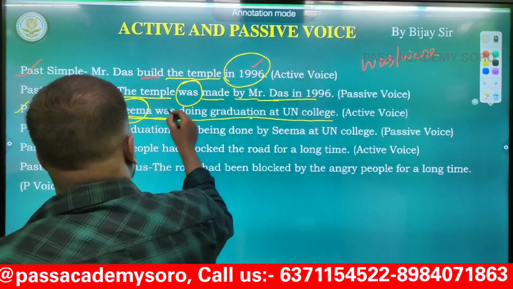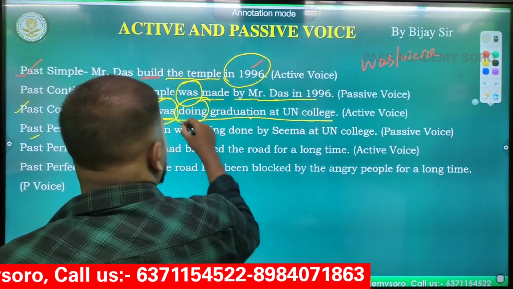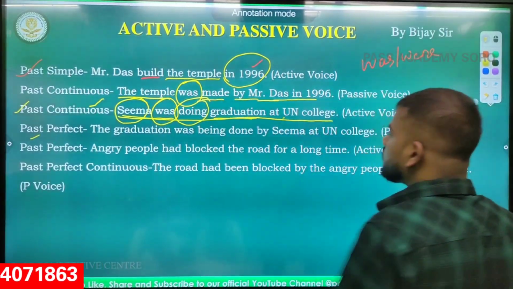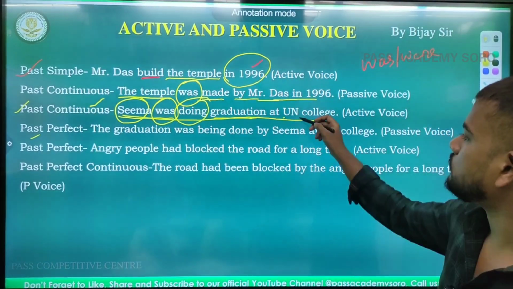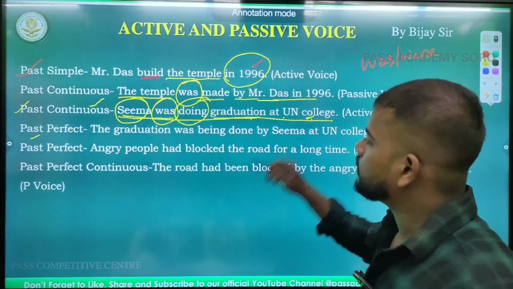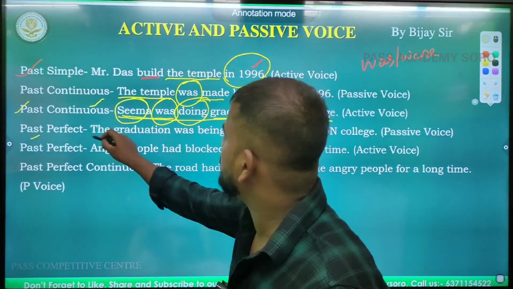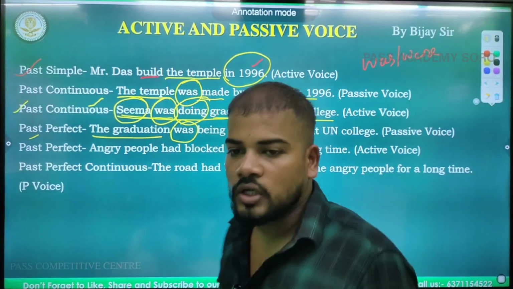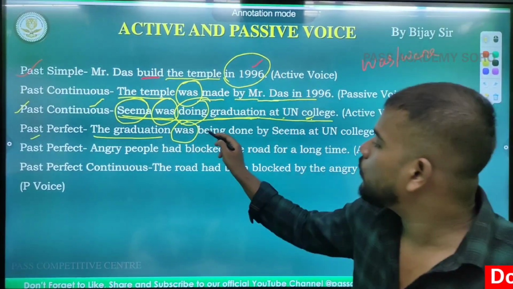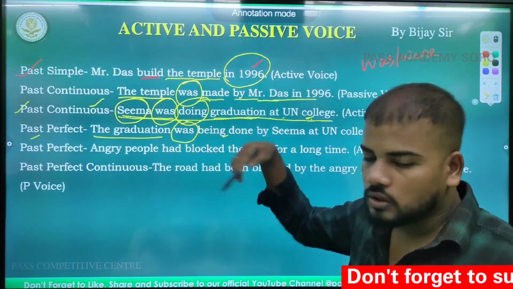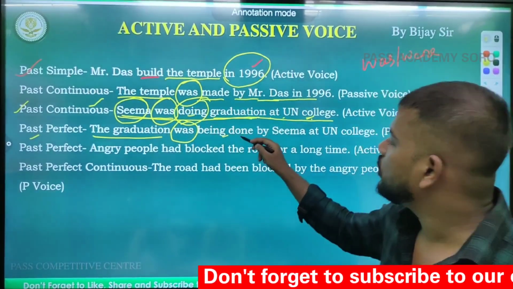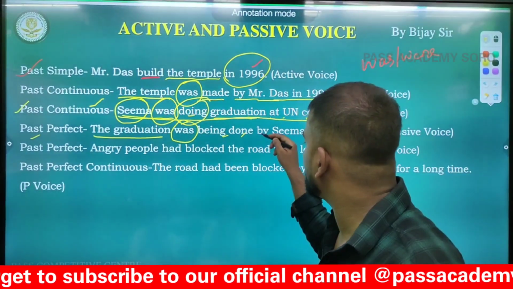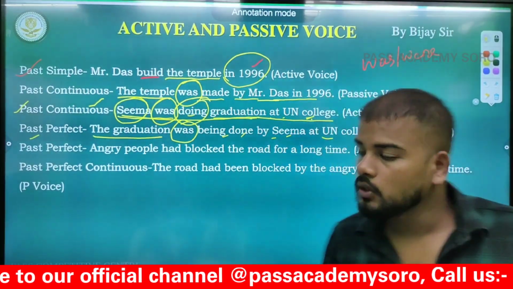So Seema is the subject, was is the helping verb, doing is the main verb, graduation is the object, and at UN college is the remaining part of the sentence. The graduation here is singular, right? Was, because it is in continuous form, so we will use being. Was being, do, did, done. The third form of doing is done: the graduation was being done by Seema at UN college. Seema is the subject, and here it became the object.